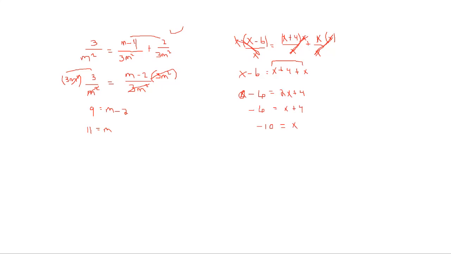Okay, let's look at one that's a bit more difficult. I'm going to do 1 divided by 2n plus 1 over 4n squared, and let's set that equal to 1 over 4n.